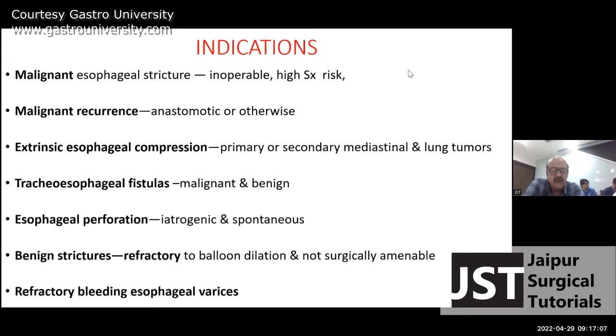The benign strictures, those which are refractory to balloon dilatation and are not surgically amenable, is an indication for stenting. And refractory bleeding esophageal varices, the Danis stent is a fully covered stent actually. Those patients were not responding to the conventional endoscopic treatment like ligation and injection therapy, and they continue to bleed and TIPS is not available. These are patients who are high risk candidates for surgery because of the underlying bad liver functions in cirrhotics, and then you can use a fully covered stent which compresses the bleeding varices, and maybe you can remove it after 2 weeks.